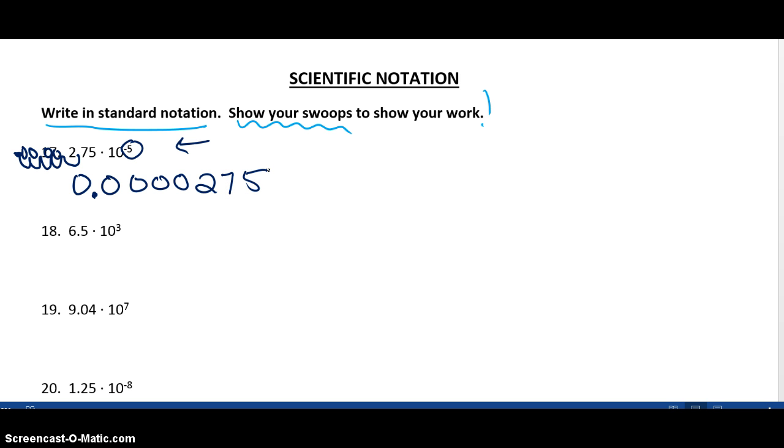Number 18, we have a positive exponent, so that means we swoop our decimal to the right. This is 3 times. 1, 2, 3. Fill in those blanks with zeros, so it should be 6,500 as our final answer there.